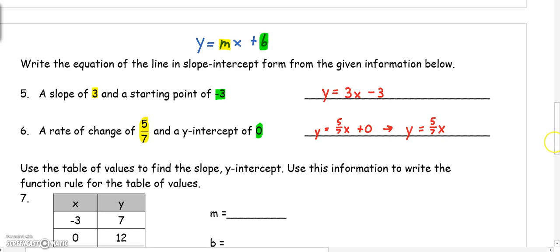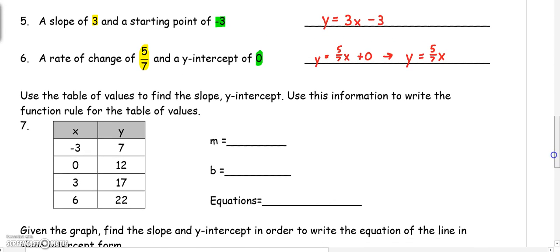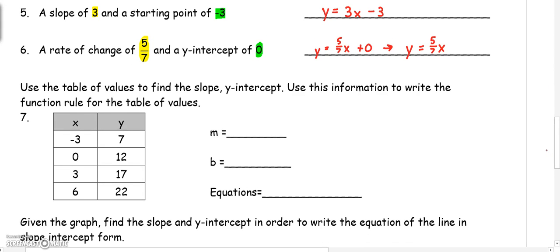So let's look at a table to write our equation in slope-intercept form. So in number 7, use the table to find the slope and y-intercept. Use this information to write a function rule. So if I look at two numbers, I'm going to pick the first two in my table. My y's change from 7 to 12 is by 5, and from -3 to 0 is 3.